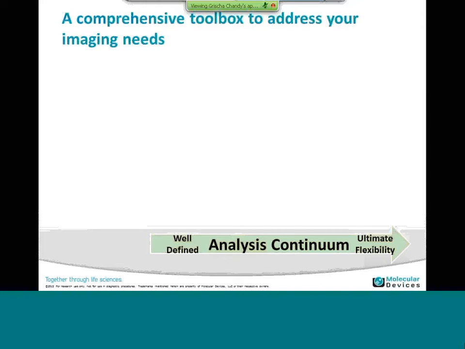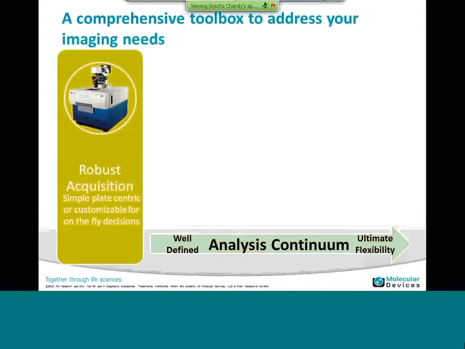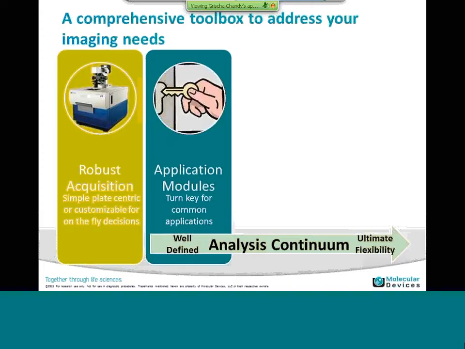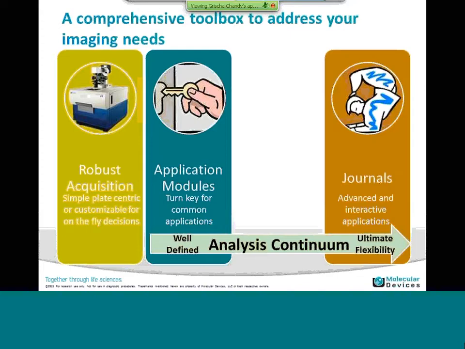You also need something very flexible for those not well-defined applications. So there's an analysis continuum. The analysis continuum starts with robust acquisition with some simple case-centric or customizable on-the-fly decision-making tools, which we have. For those well-defined applications, we have application modules which give you a turnkey solution for common applications. For the ultimate flexibility, we have journals, which are macros that allow for advanced and interactive applications.